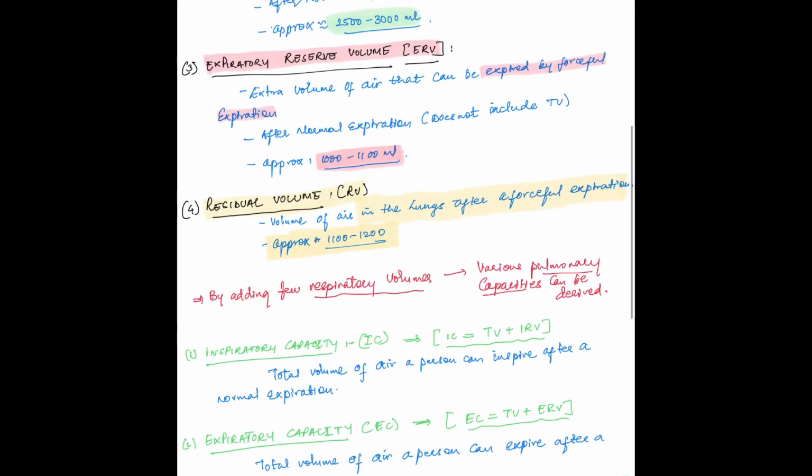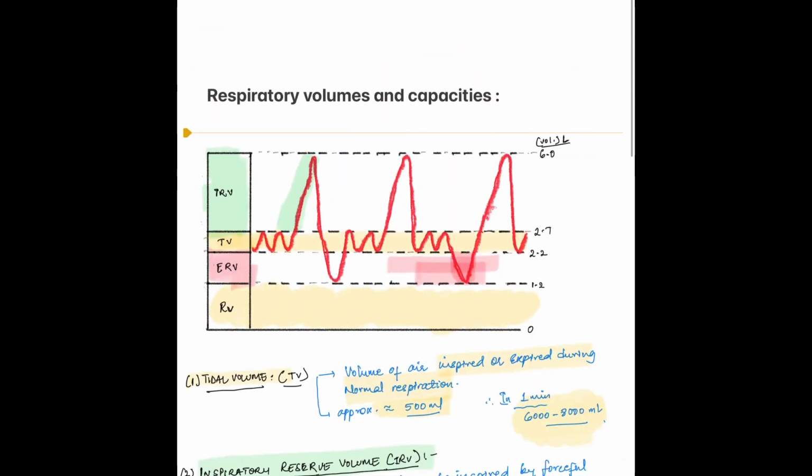These respiratory volumes can be added up in different ways, and different respiratory capacities can be derived from them. The first capacity is the inspiratory capacity. It is the total volume of air a person can inspire after normal expiration. It includes the tidal volume and the inspiratory reserve volume.